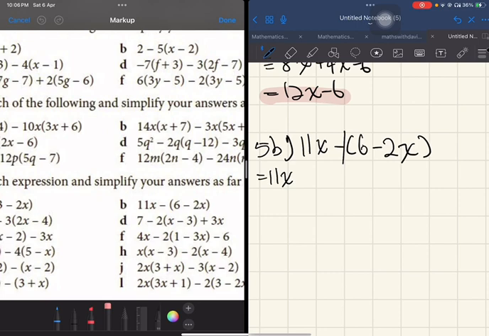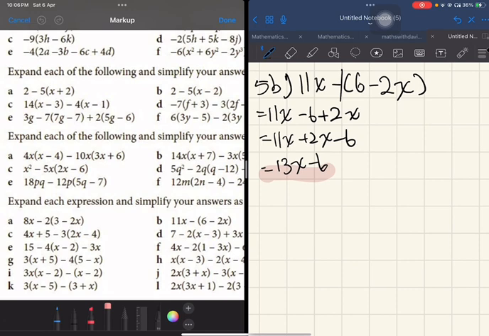Okay? So 11x, negative 1 times 6, you're going to get negative 6. Negative 1 times negative 2x, you're going to get positive 2x. Okay, it's going to come out like this. Final answer. Alright. Now 5c.